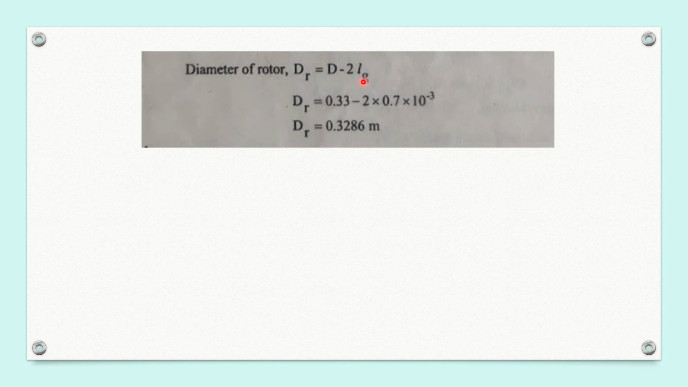So substituting the value of air gap here, we will get the value of rotor diameter, which is equal to 0.3286 meter. So thus we have designed a cage rotor for this particular induction machine.